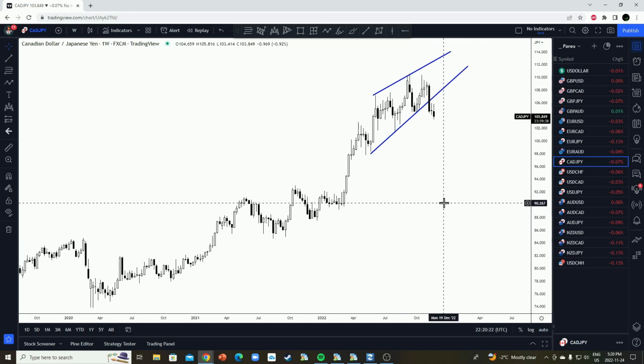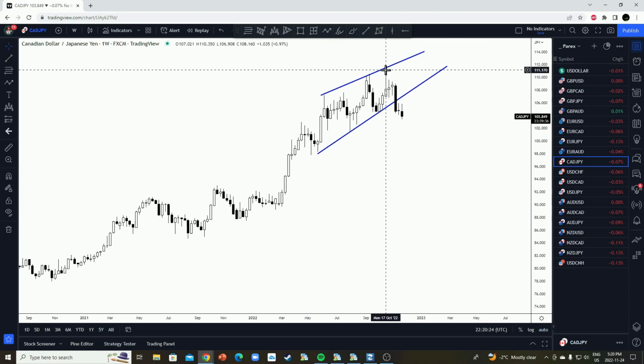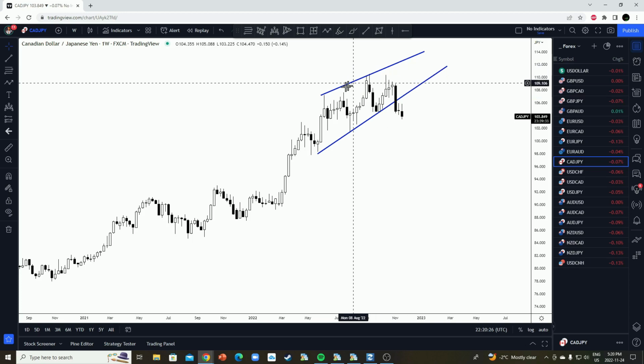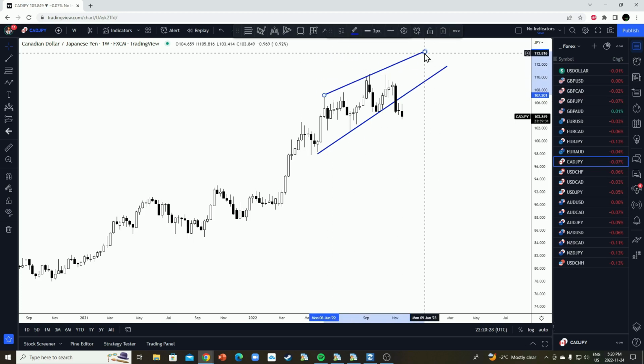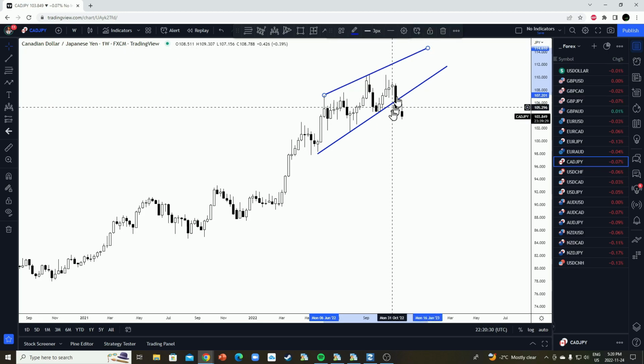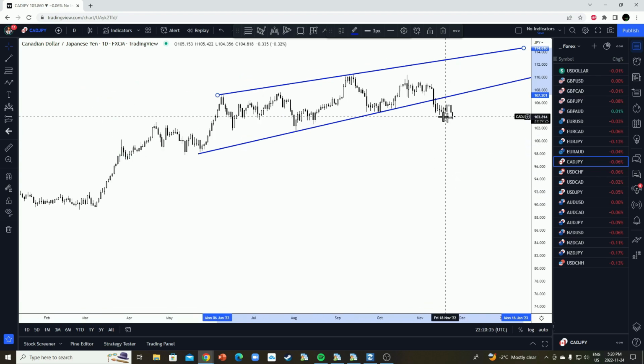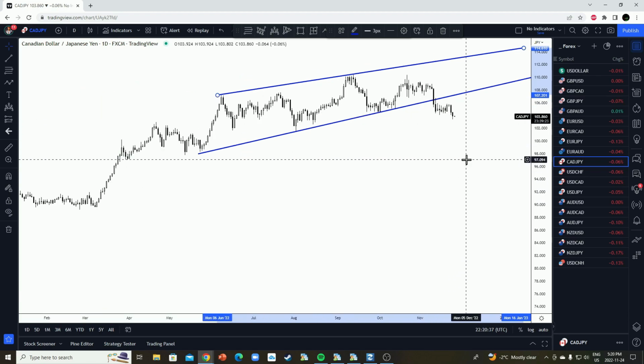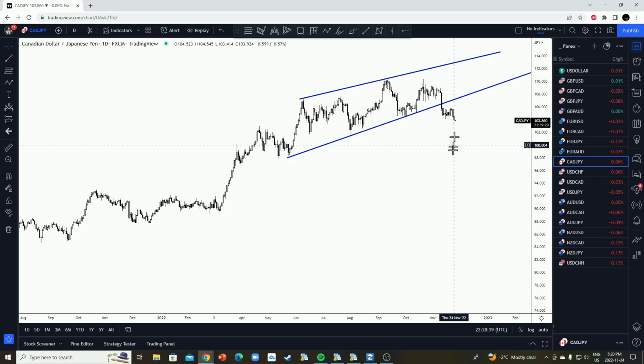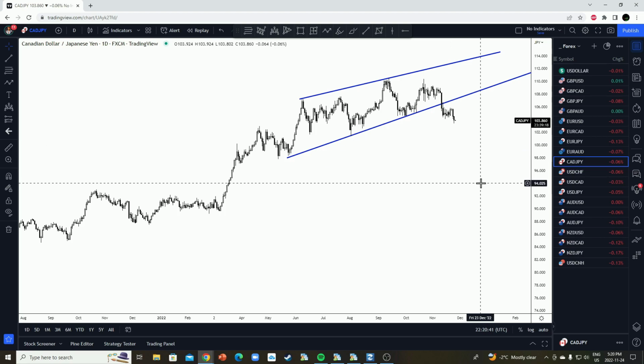Typical reversal pattern, 3-wave shape with the third one not able to reach the upper trend line. And now we have a clean break, a bit of accumulation here. If we go on the daily, we can find a flag. And now we're breaking down, but I'm keeping my position there.